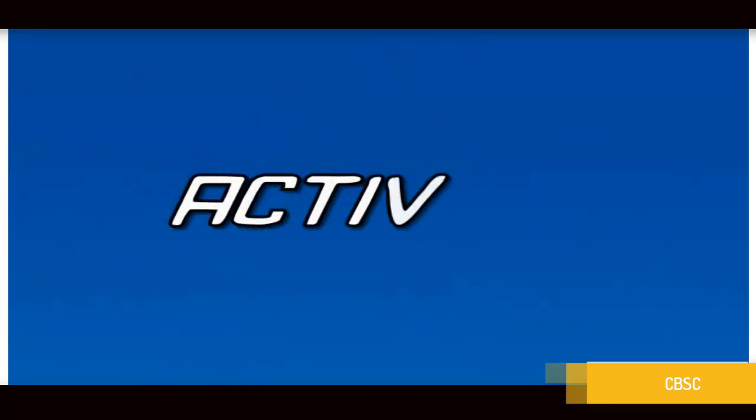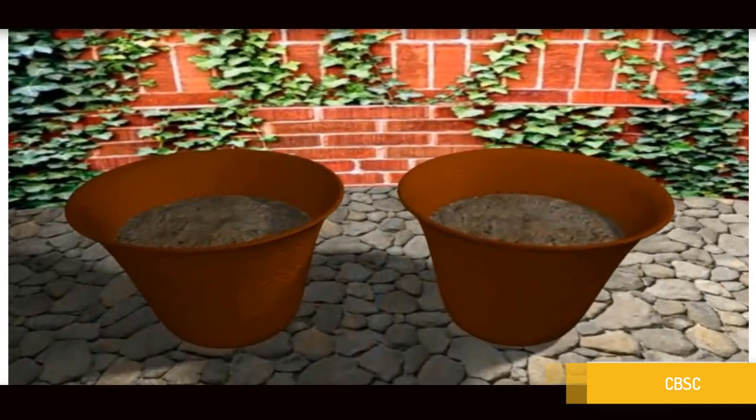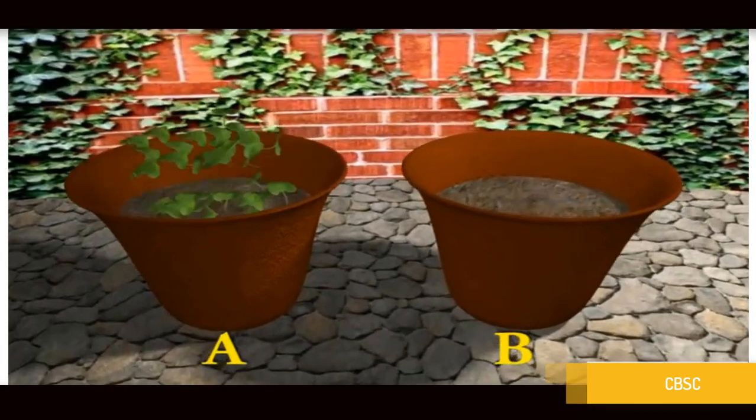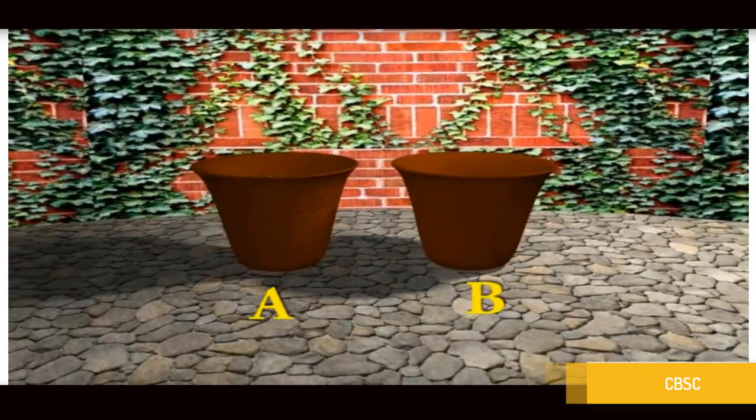Let us do an activity. Take 2 pots and fill each pot half with soil. Mark the pots as A and B. Put plant waste in pot A and things like polythene bags, empty glass bottles and broken plastic toys in pot B. Put the pots aside for 3 to 4 weeks.